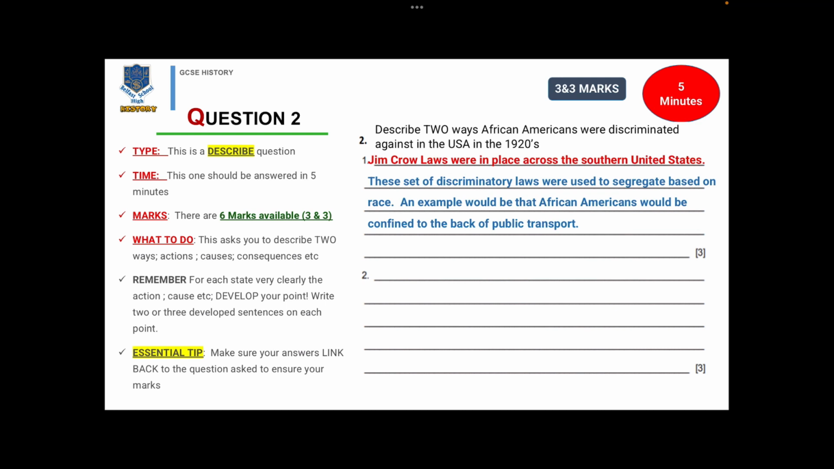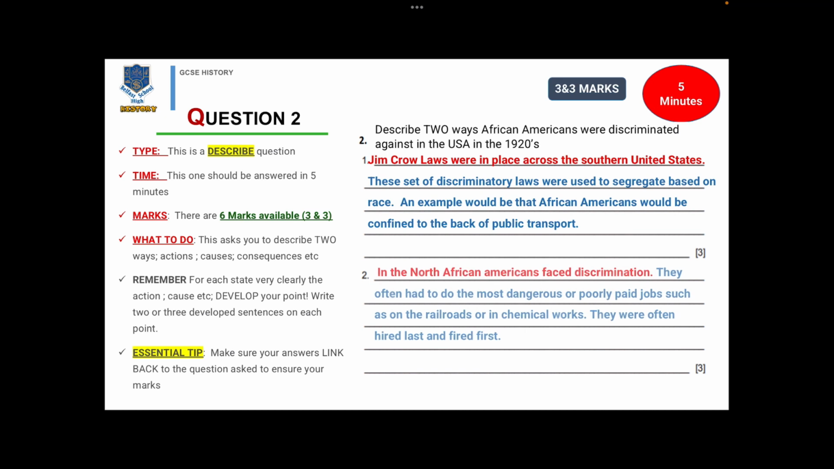So Jim Crow laws were in place across the southern United States. These set of discriminatory laws were used to segregate based on race. Okay, so I'm developing my point. An example then. So an example would be that African Americans would be confined to the back of public transport. Okay, then I do the same again.